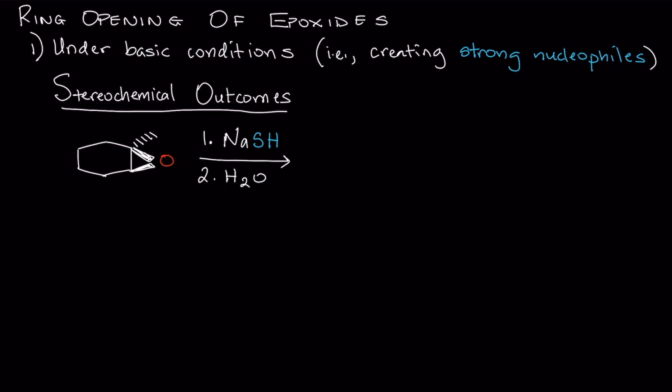Okay, and so now we're going to focus on the stereochemical outcomes for your ring opening of epoxides under basic conditions. For this particular example, I'm using this epoxide in which one side is a secondary carbon, the other side is a tertiary carbon. But both of those carbons are chiral centers. So you treat that with your SH minus, and then you treat it with water. And it turns out there's really only one major product of this reaction.